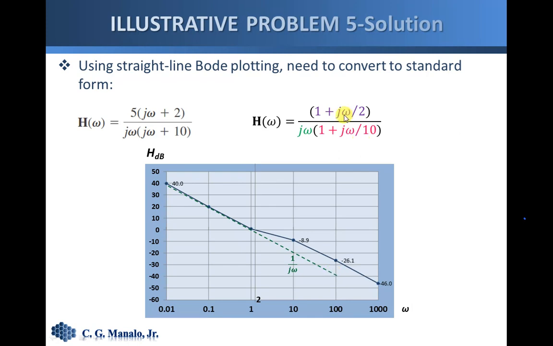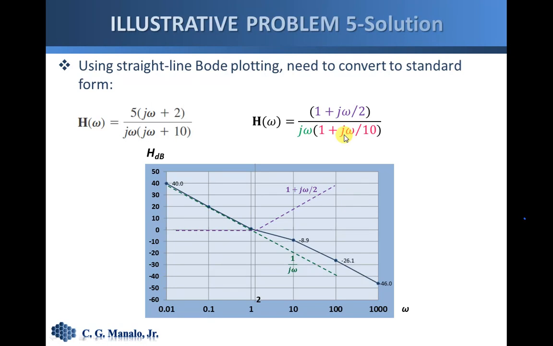Next, we plot the simple zero, 1 plus j omega over 2. So here we identify the 2 radians per second. Before that frequency, the value should be 0 dB, and after that it should increase with a slope of 20 dB per decade.